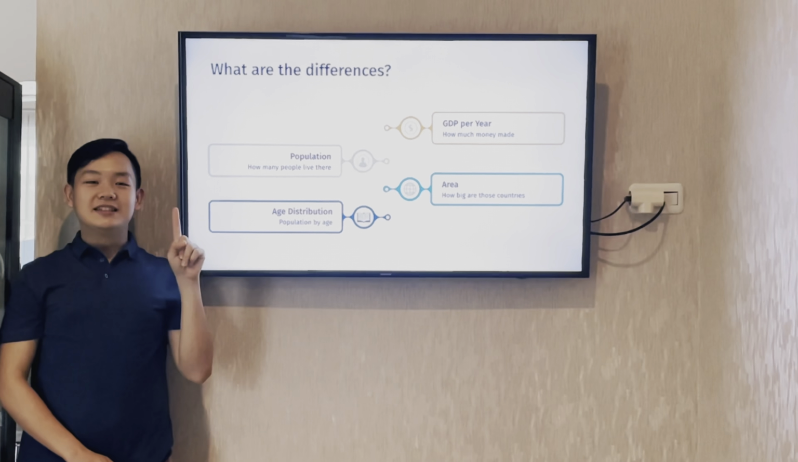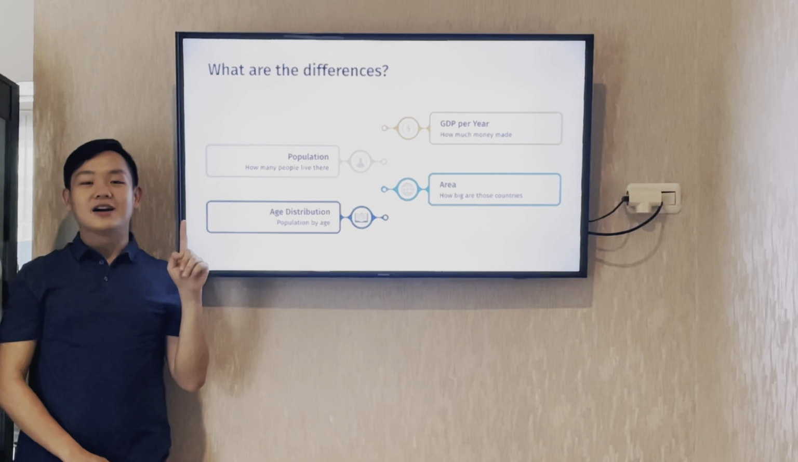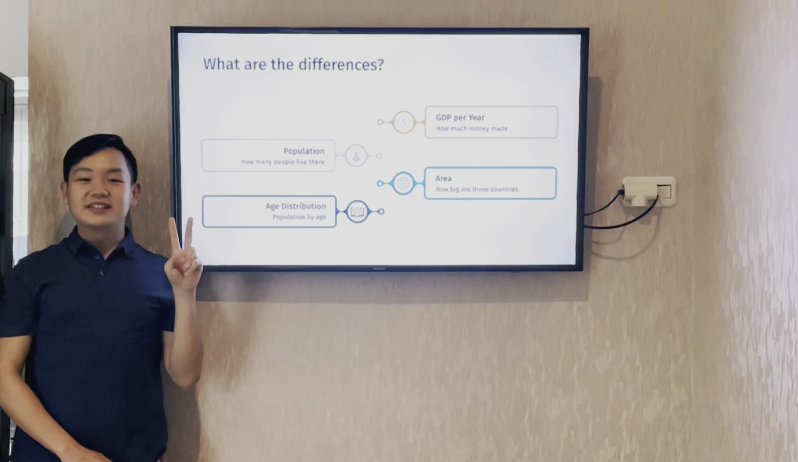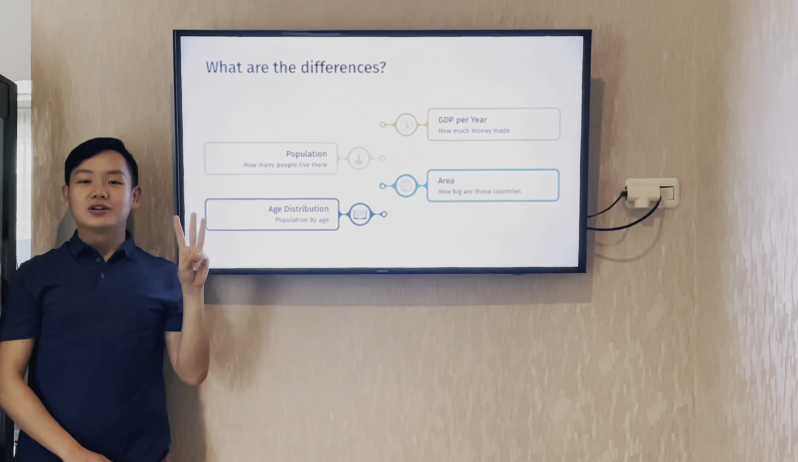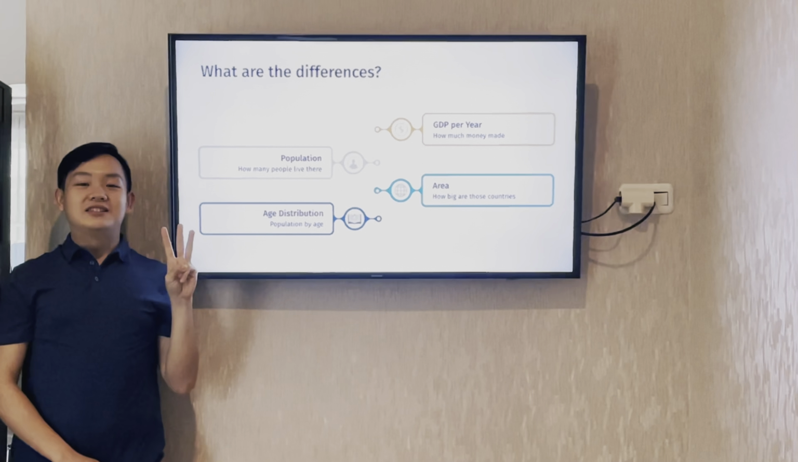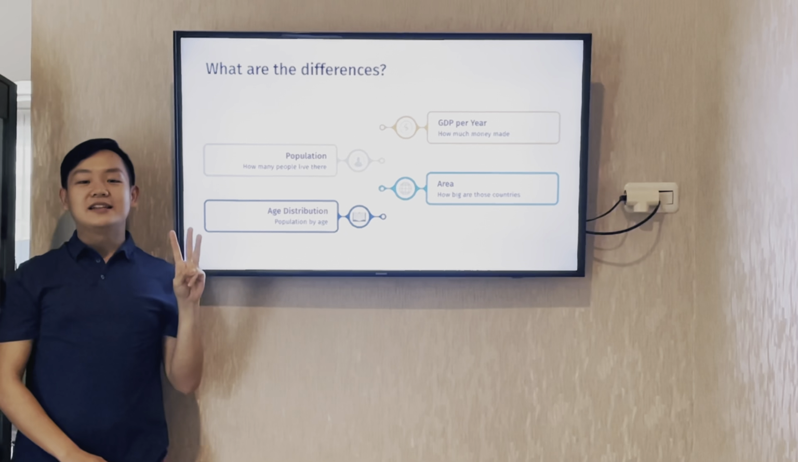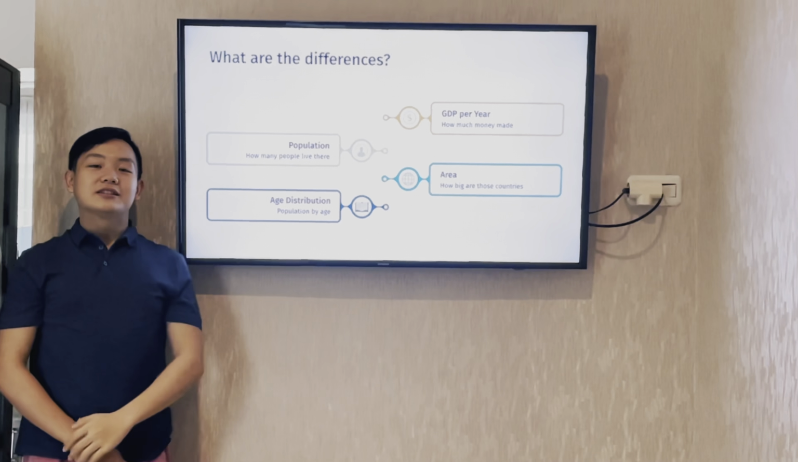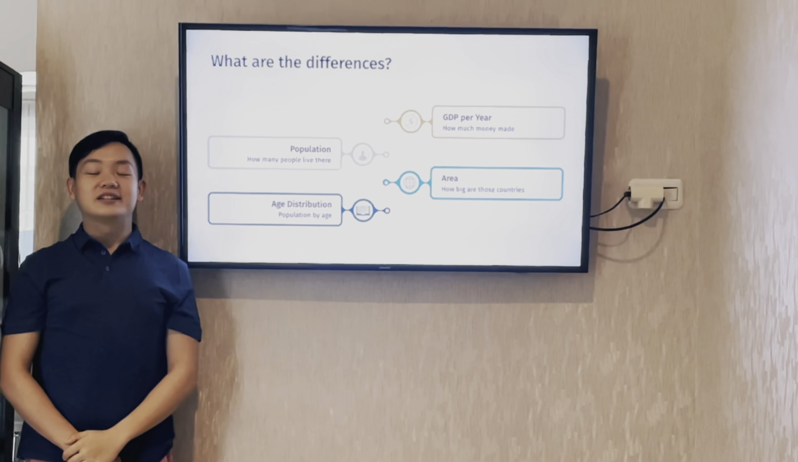First, we have GDP or gross domestic product per year, and then second, we have population in general, and then third is about age distribution, and at last but not least, fourth is about land area for each country. So, without any further ado, let's jump into the first chart.